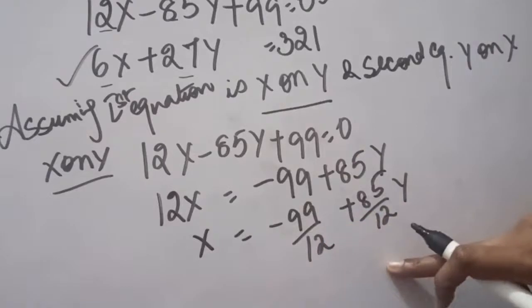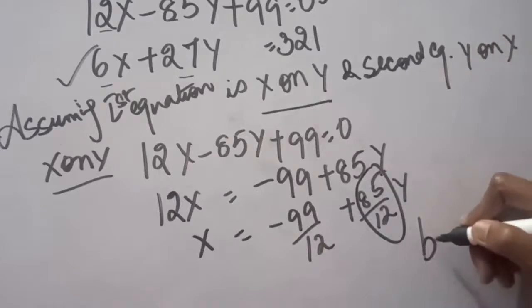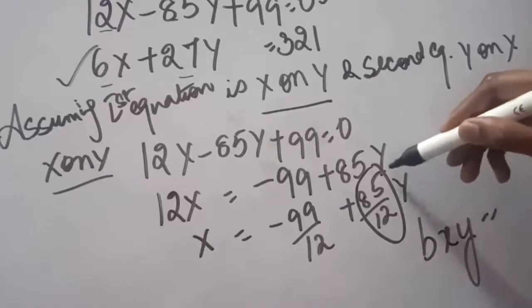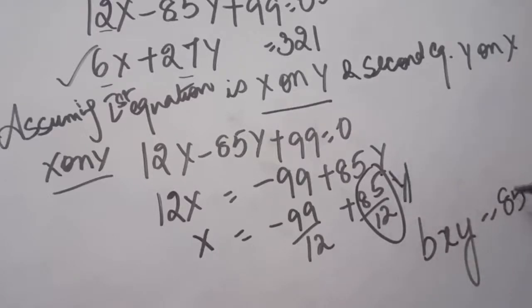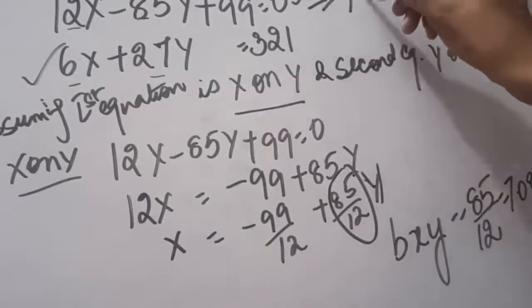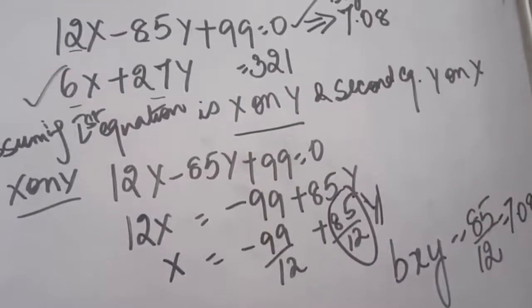So after this, the value that is being multiplied with y is going to be my bxy, because this is the x on y equation. Whatever is being multiplied by y on the right hand side is my first regression coefficient, that is 85 by 12. We can write it in decimals also, so it will be 7.08. So my first regression coefficient comes out to be 7.08 from this equation, and this is my bxy. So I noted it down as bxy.